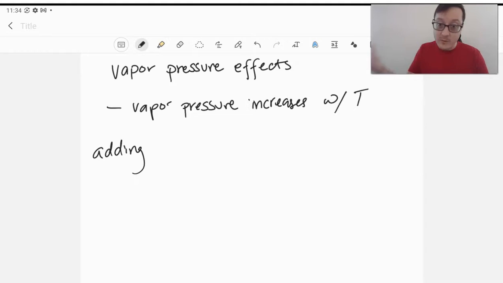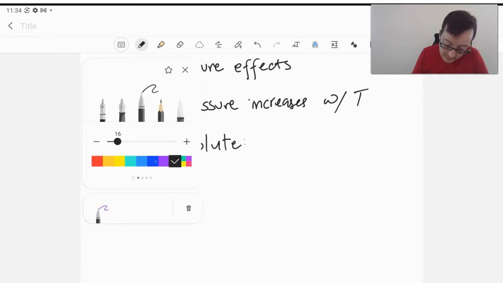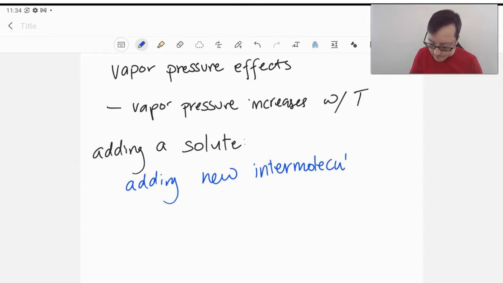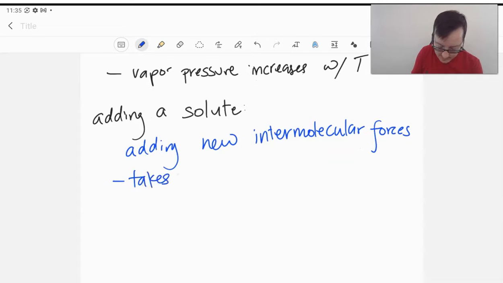Remember, the result of adding a solute to water is that you are essentially adding new intermolecular forces into the equation. So as soon as you add salt or ethanol or glucose, ethanol is a bad example, but glucose, sucrose, calcium chloride, you're adding new intermolecular forces, whether those are hydrogen bonds within new molecules, whether those are dipole interactions, whether those are ion-dipole interactions. You're adding new IMFs, intermolecular forces, into the mix. And we know that, therefore, it's going to take more energy to break those.